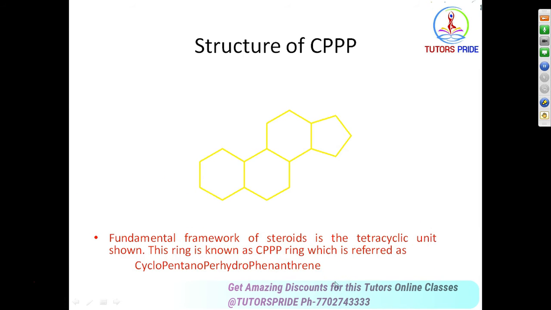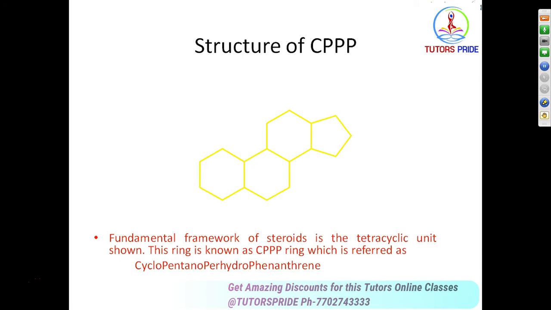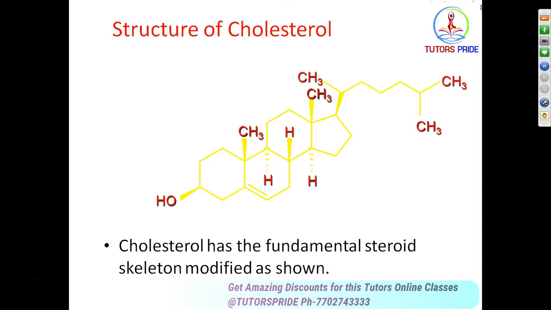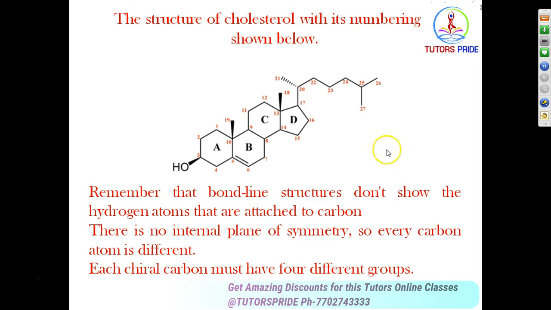What is that form known as? Your CPPP, cyclopentano perhydrophenanthrene nucleus. This is the structure of cholesterol as you can see here. So cholesterol has the fundamental steroid skeleton modified as shown. This is the skeletal structure for the cholesterol molecule. The structure of cholesterol with numbering is also shown below.